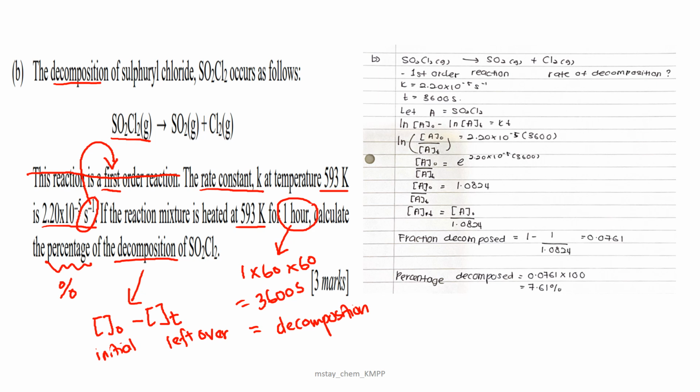Okay, so since we want to involve initial concentration and the concentration left over, we are going to use the integrated rate law. So when you can list down the integrated rate law correctly, we will get 1 mark. This question uses A in the equation, so you must place SO2Cl2 in the integrated rate law. And then you just substitute the value into the formula.